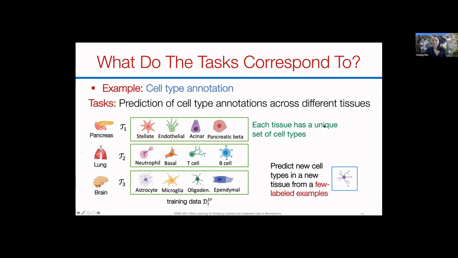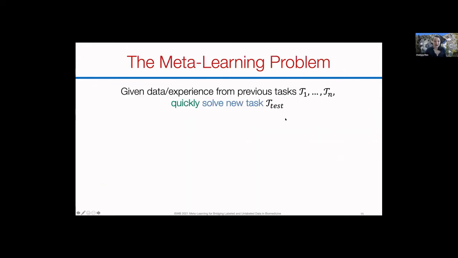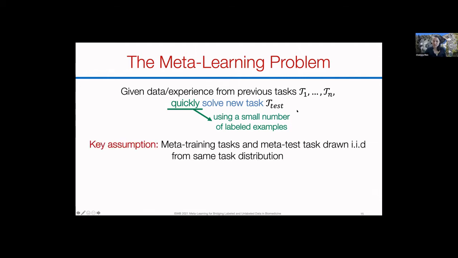So what exactly is the metalearning problem? We can formalize it as: given data and experience from a previous set of tasks, we want to quickly solve a new task. And what I mean by quickly here is using a small number of labeled examples. One really key assumption here is that the meta training tasks and the meta test task are drawn from the same overlying distribution of tasks. They need to have some shared structure, and they need to be drawn from a single distribution, because this is what allows you to generalize to a new task.